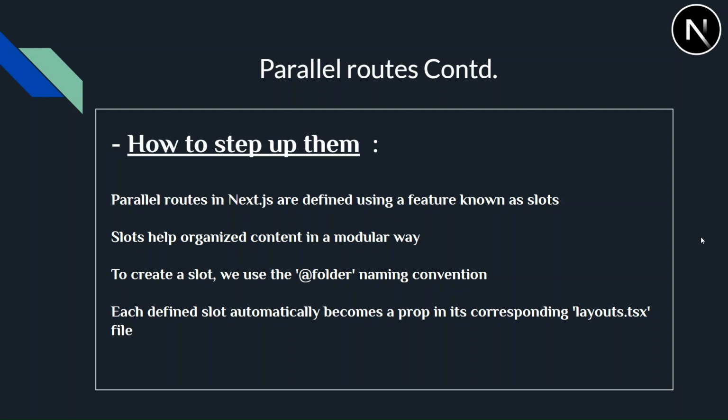Parallel routes in Next.js are defined within a feature known as slots. Slots help organize content in a modular way. To create a slot, we use a folder naming convention, and each defined slot automatically becomes a prop in its corresponding layout.tsx file. By only reading this, you may not be able to understand, so let's try to discuss this in Visual Studio Code.